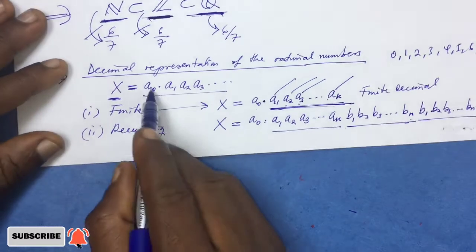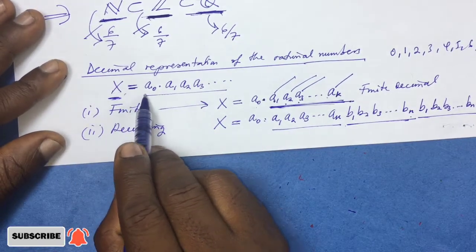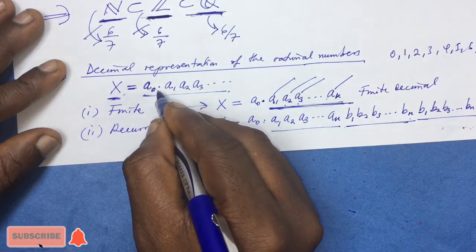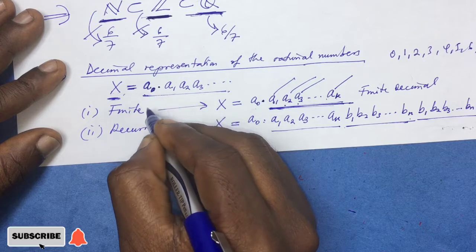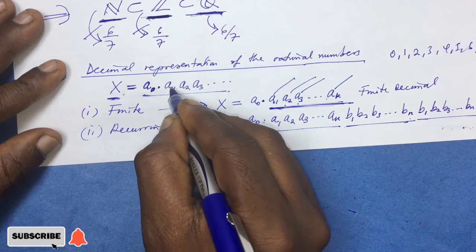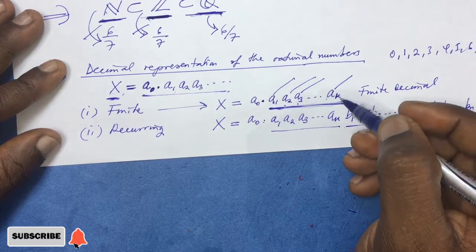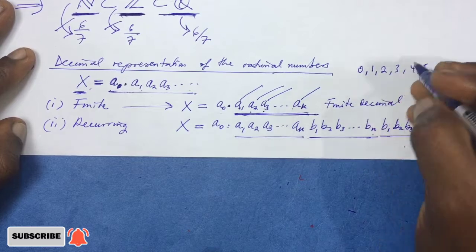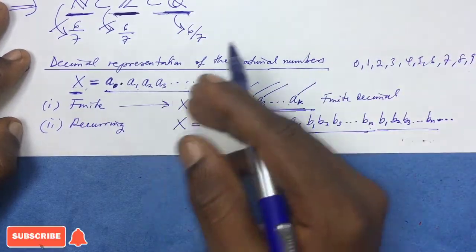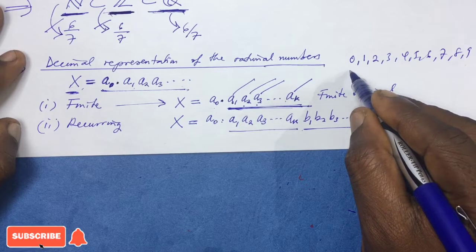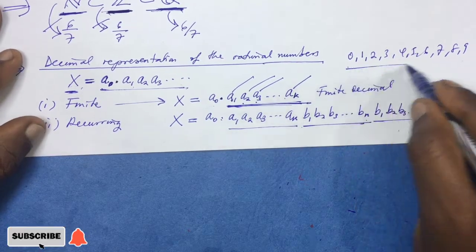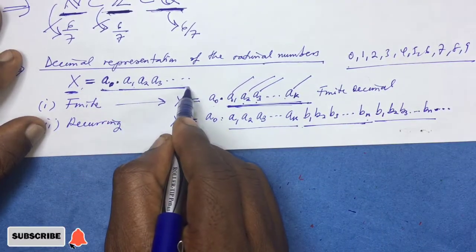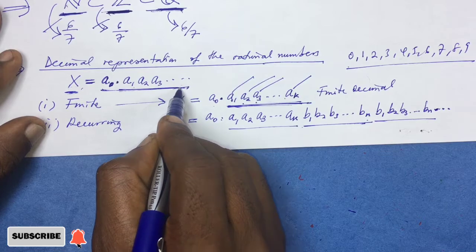You can start with doing this. Every rational number can be expressed as a decimal, and expressing a rational number as a decimal means writing it as a0 point a1, a2, a3, and so on. Now take note, every number after the decimal point is called a digit. The digits that can occur after the decimal range from 0 to 9, meaning that from 0 to 9 you can have any combination of digits after the decimal here, and the numbers after the decimal are called digits.